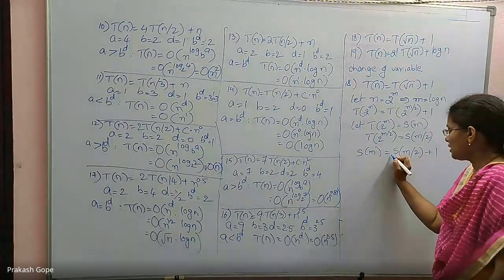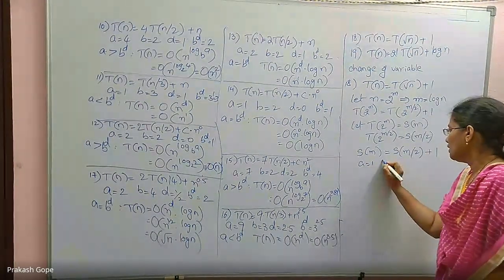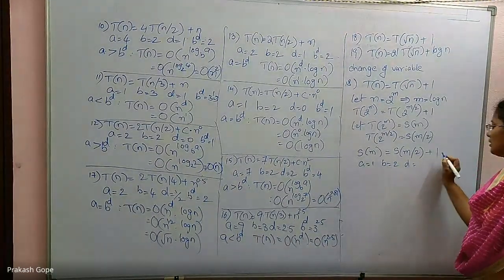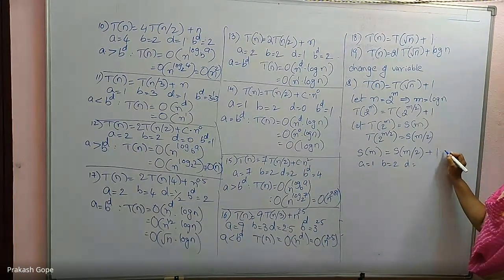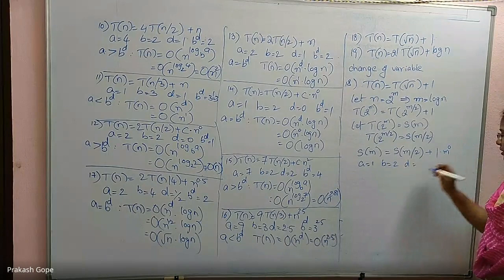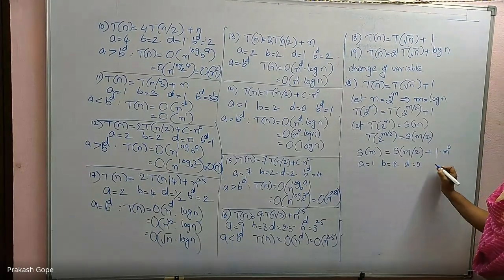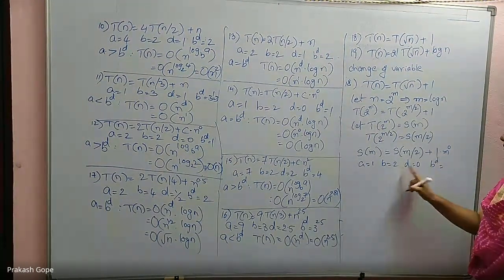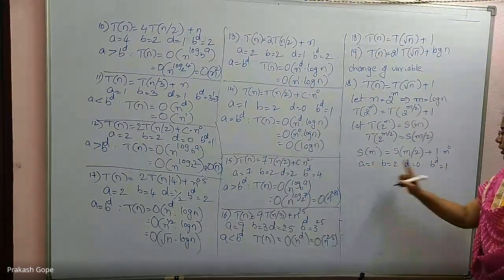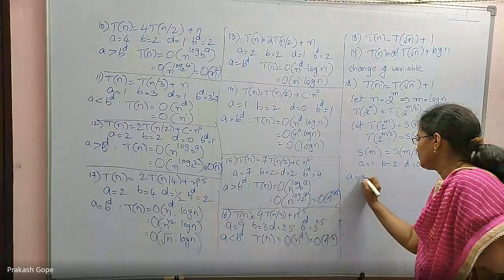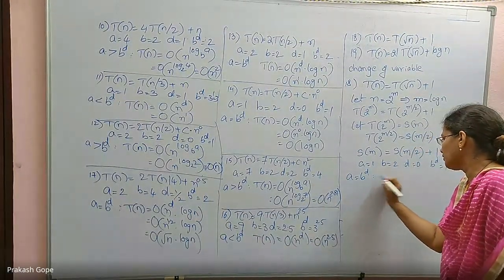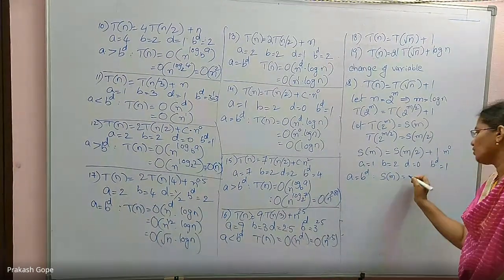So a is equal to 1, b is equal to 2, and d is 0, because 1 into m power 0, that is a constant. So b power d, 2 power 0, is 1. a is also 1, b power d is also 1. So a equal to b power d case. If a is equal to b power d, what is the answer for S of m?